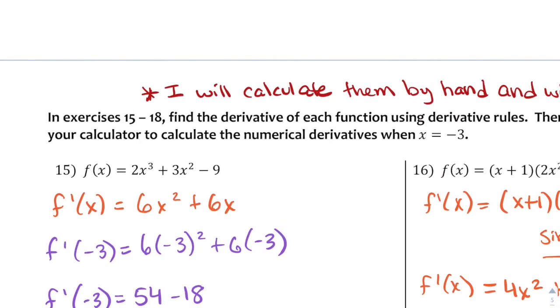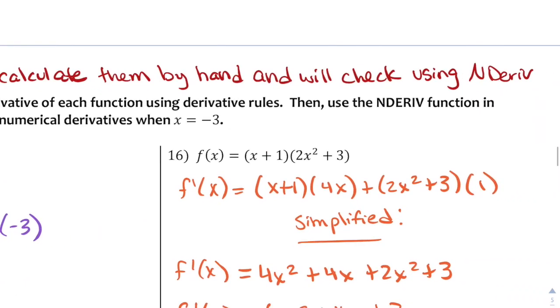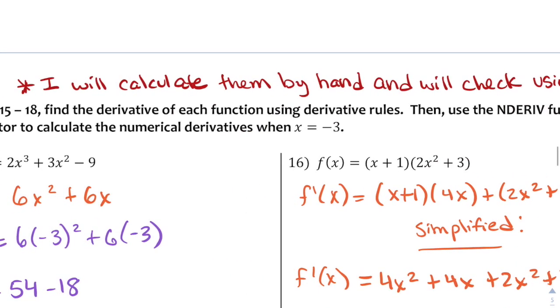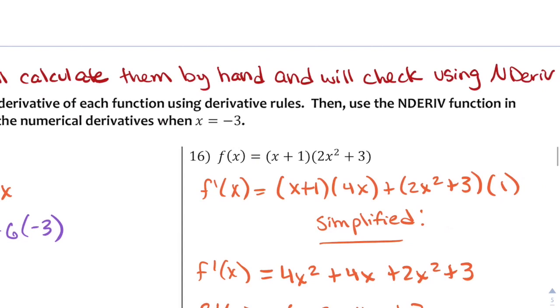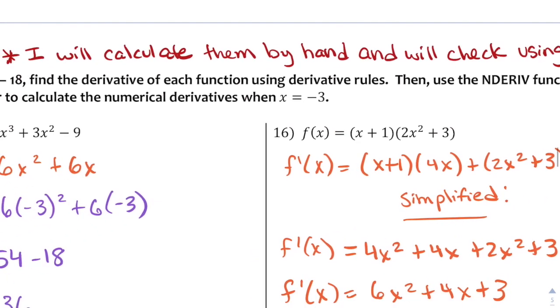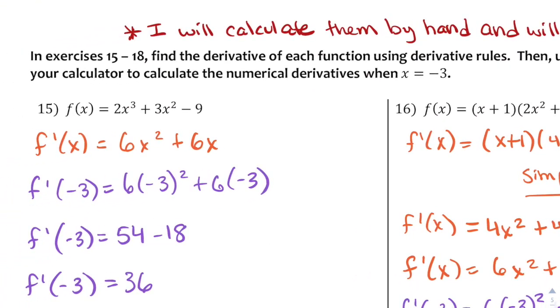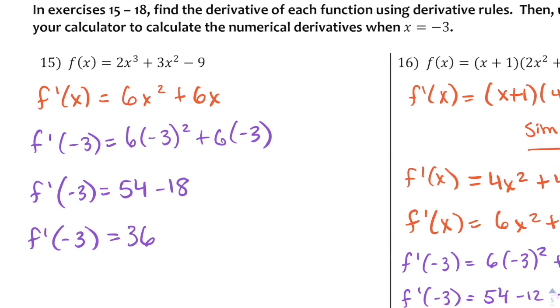Moving on to 15 through 18. I put a note here that I showed you how to calculate them by hand, and I will check them using the nderiv function in my calculator. If I say to just calculate them using nderiv, just be careful with parentheses, and evaluate. Here I did in number 15 the product rule, and I evaluate at -3, getting 36.